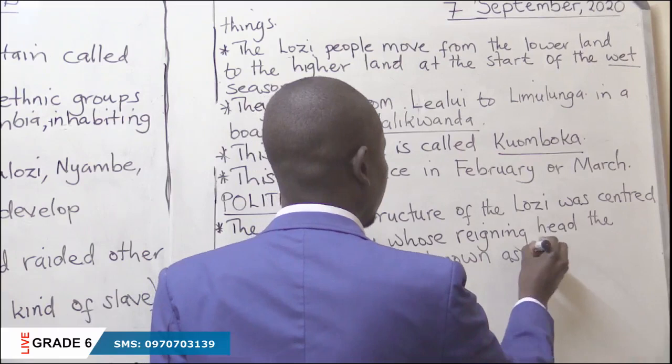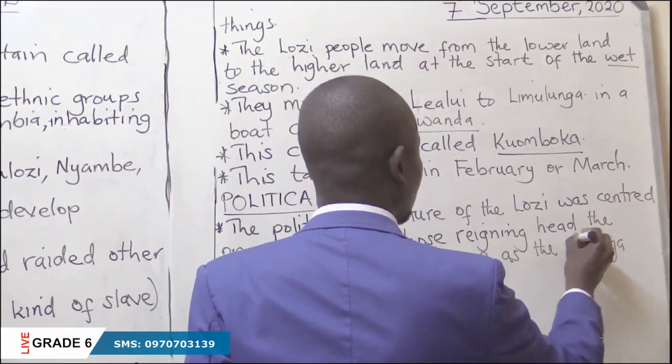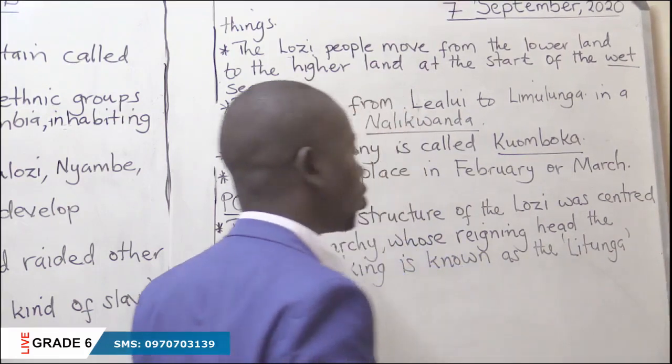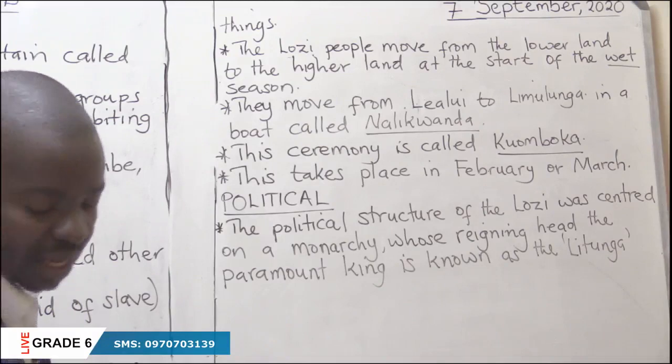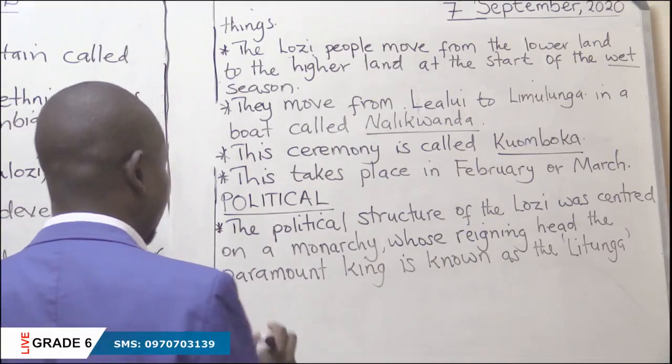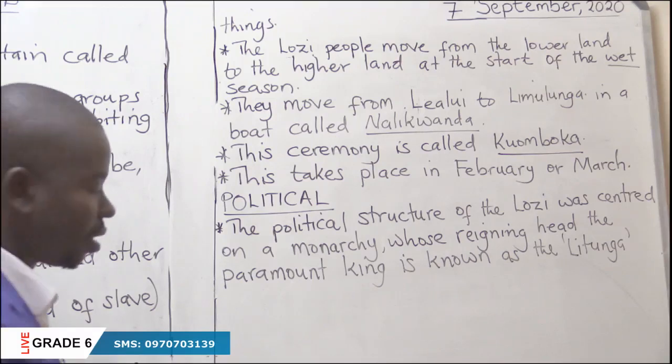So the paramount king is known as the Litunga. And what does the word Litunga mean? Litunga means keeper of the earth.